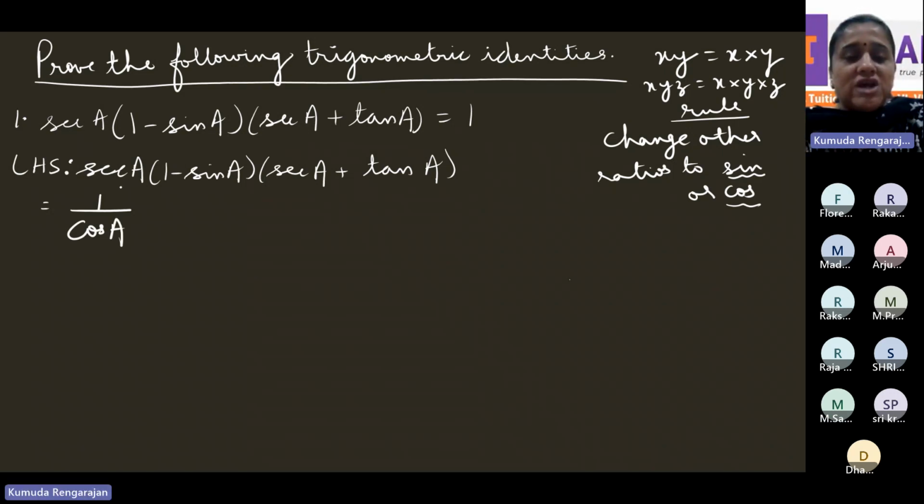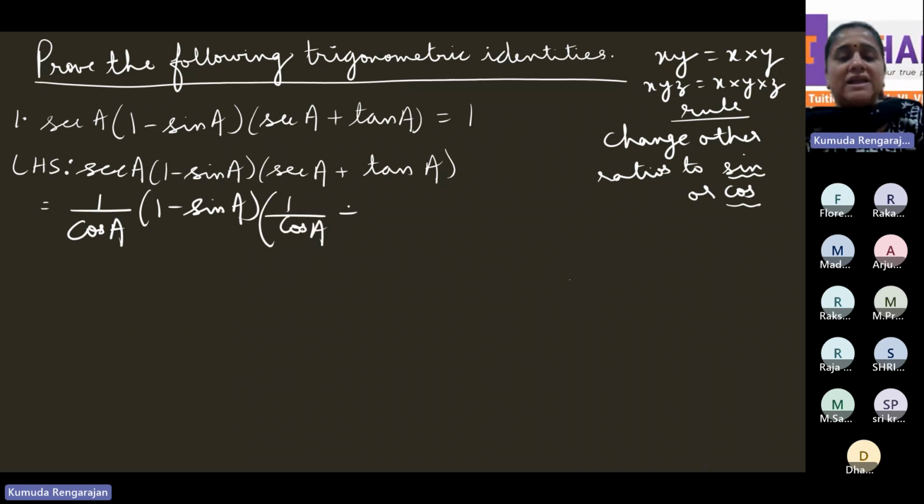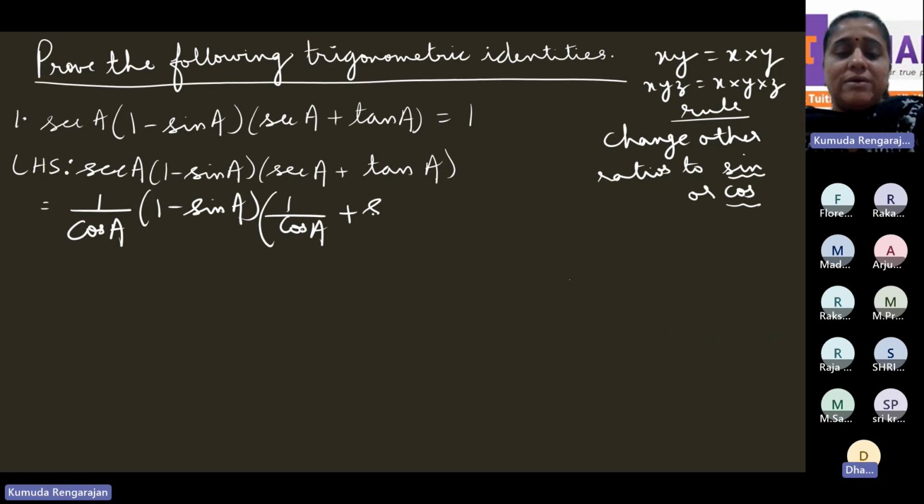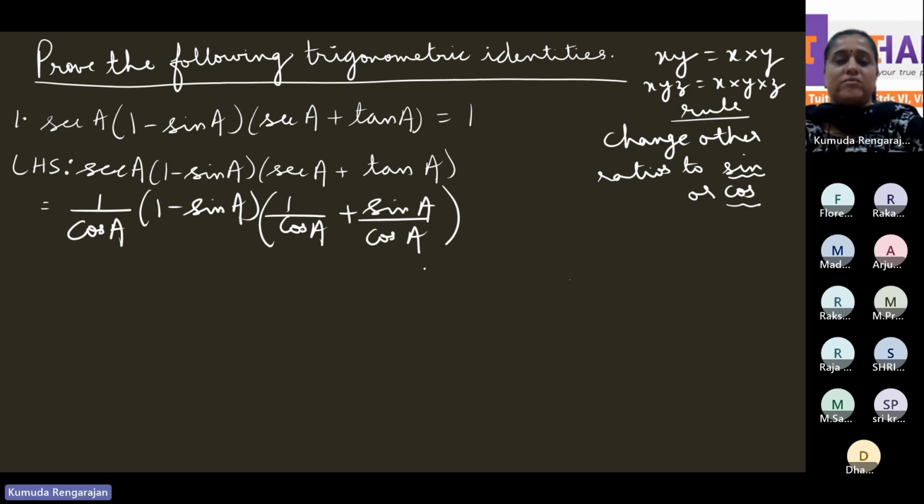So see, we have changed other ratios to sine or cos. So secant A is written in terms of cos. Now here, this is 1 minus sine A. Write that as it is. It's only sine, so you don't have to change that. Here again, secant A is 1 by cos A. And what is tan A, children? Sine by cos. Very good. Tan A is sine A by cos A. We saw this in the first session. Okay, but I've told you.